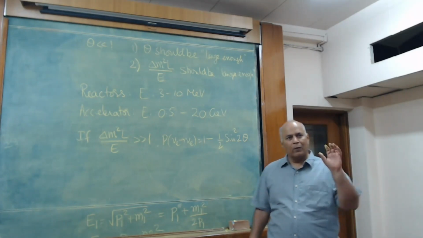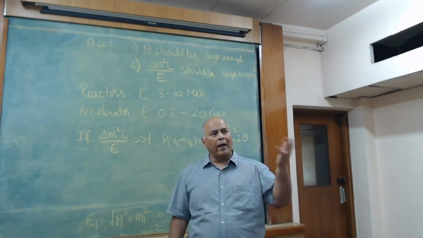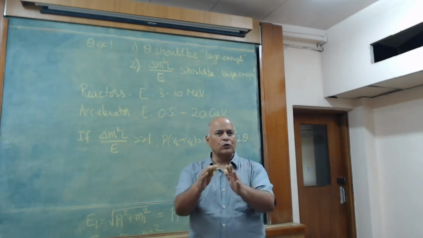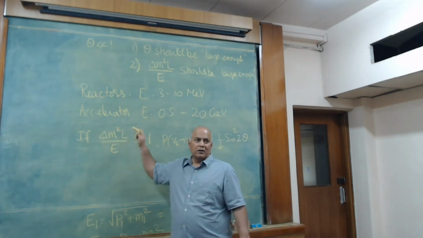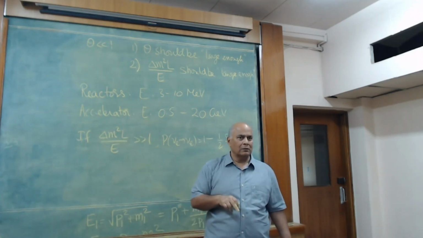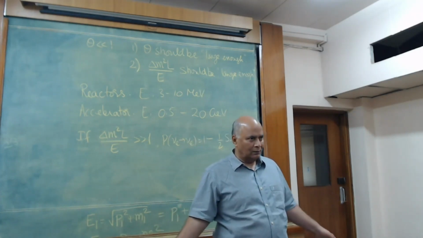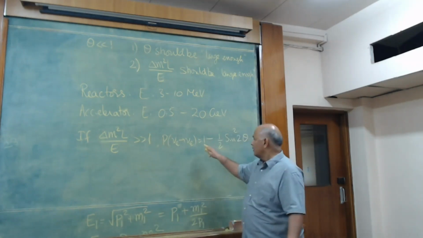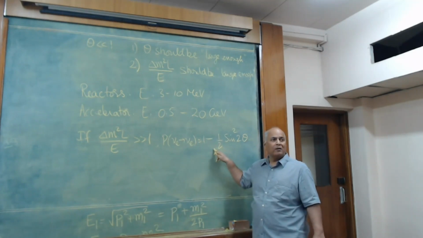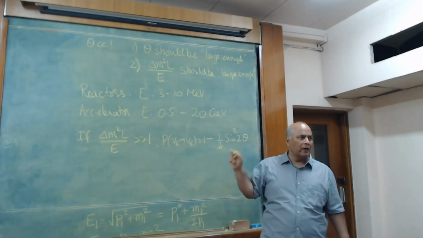So if I want to measure both theta and delta m square, I have to choose my L carefully so that this quantity is of order 1. If it is much less than 1, then I will not see any signal at all. But if it is much greater than 1, I will see a signal. My survival probability will be less than 1, but it is sensitive only to theta. It is not sensitive to delta m square anymore.